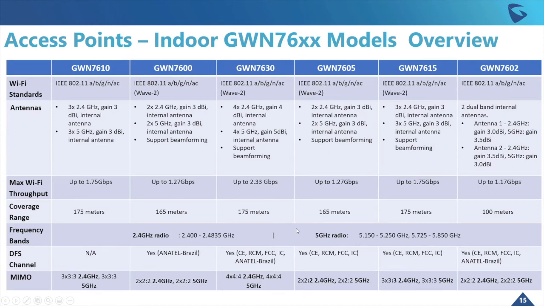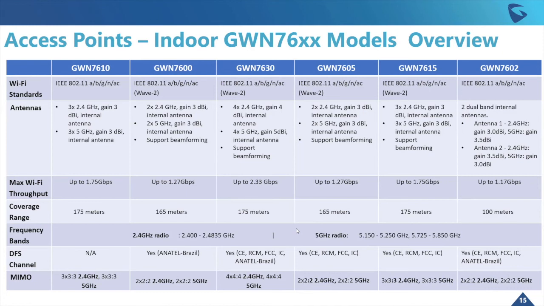So this is a summary. It's like a comparison chart of the hardware specifications of each model. So as you can see, all the Grandstream indoor access points support the legacy standards and the new standard 802.11ac, including Wave 2. The only 2 models that don't support Wave 2 are GWN 7610 and GWN 7602.